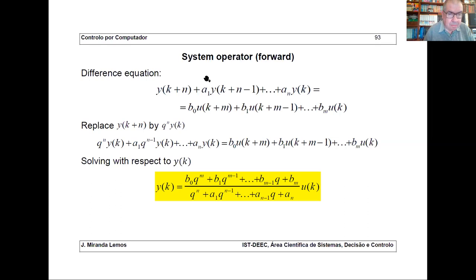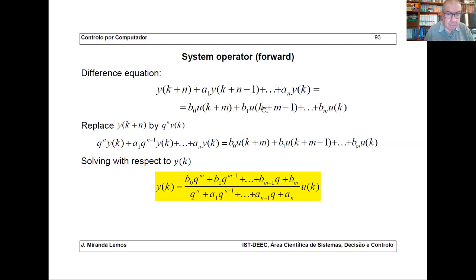So what do we have here? We have a relationship between different samples, consecutive samples of the output, and consecutive samples of the input. And basically, you can say that the output at time k plus n, where k is changing, is a linear combination of the previous samples of y, plus a linear combination of the previous samples of u.